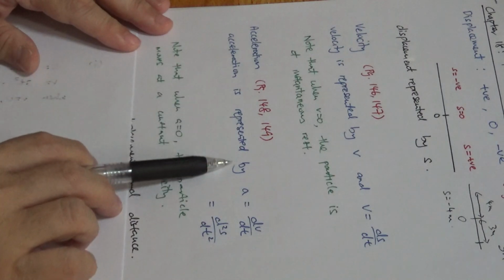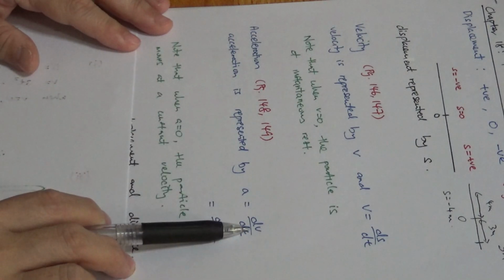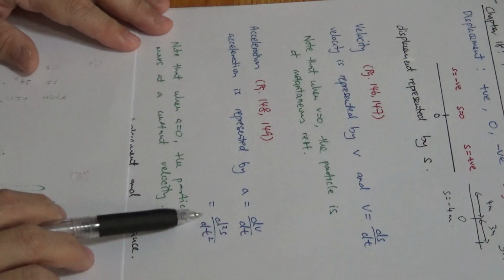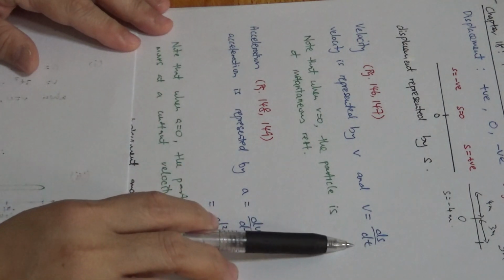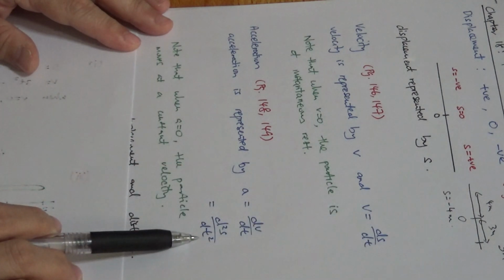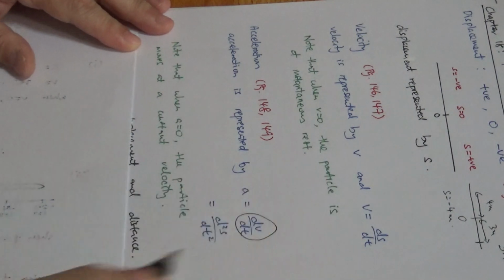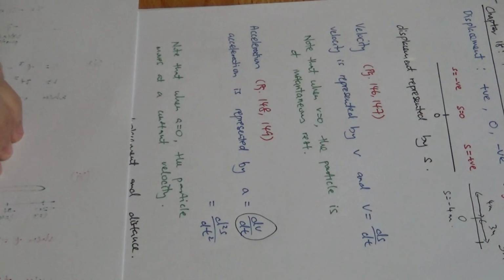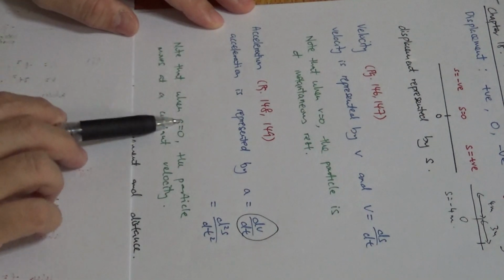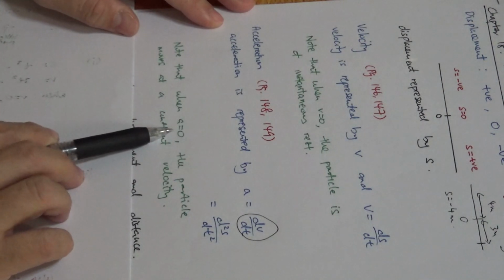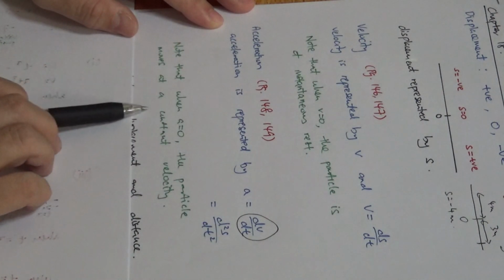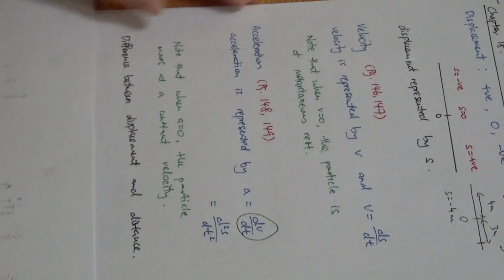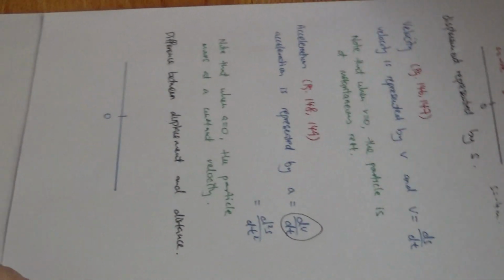Now, acceleration is represented by a, equals to you differentiate velocity with respect to time. Okay? And it's also equals to d2s/dt squared. Because v is ds/dt, therefore a will be d2s/dt squared. But you just know this already. That means acceleration is the differentiation of velocity with respect to time. Now, note that when a is 0, that means when acceleration is 0, the particle moves at a constant velocity. Okay, constant velocity.